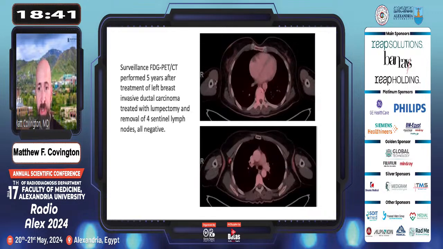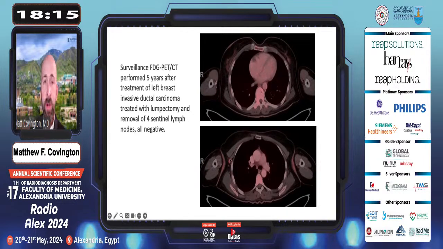This is another case. This was a 44-year-old, and this is a cool case because it shows a few tricks that nuclear medicine has to help answer questions that a breast surgeon might have, for example. So this FDG PET-CT was performed 5 years after she had had left breast treatment for invasive ductal carcinoma. And you can see the lumpectomy site on the left breast here.